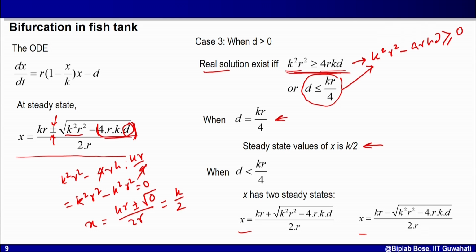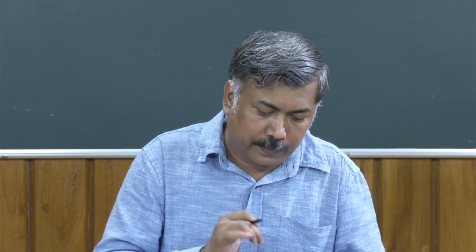So when I have d equal to kr by 4, I have only one steady state at k by 2. When d is less than kr by 4, I have two solutions. One is this one, the other one is this one. So I have two steady states. So let us pull all this together and represent it graphically.